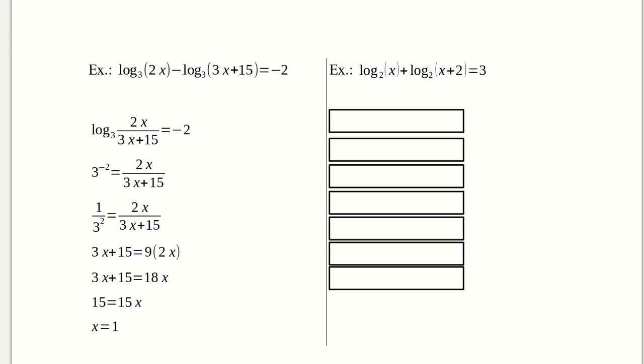And 1 certainly works. 2 times 1 is positive. 3 times 1 is 3, plus 15 is 18, and that's positive. So we're doing that fourth step, checking. The next one, very similar.